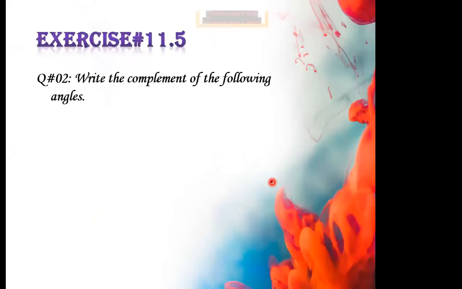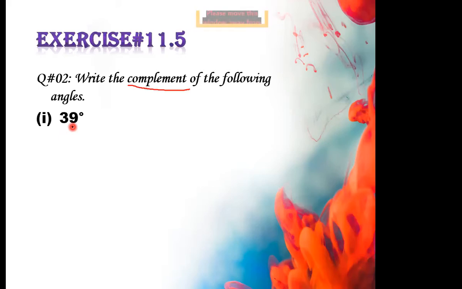Okay. Now, in exercise number 11.5, question number 2, write the complement of the following angles. In question number 2, what you have to find out is the complement. One angle is given and you have to find out the other angle. Now, first you have 39 degrees. This is the one angle, and you have to find out the complement of it, means you have to find out the unknown angle. Obviously you know the measurement of one angle and the other angle is unknown.